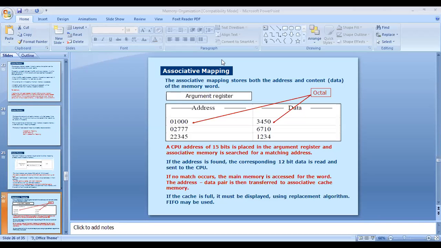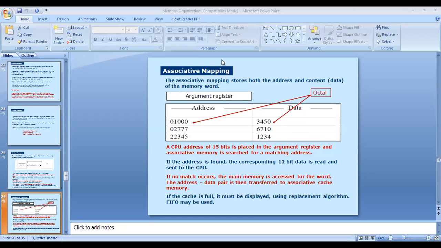That means together, how many lines will you have? 2 power 16 lines you will have in the main memory. So 65536, like that you will have. So these are the memory specifications I am using in my example.